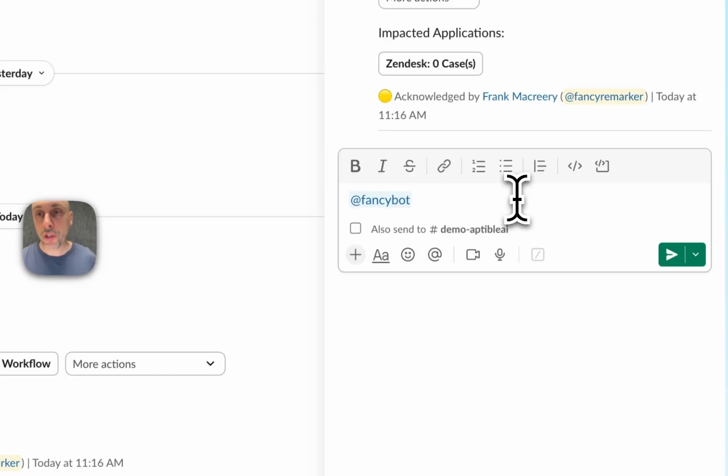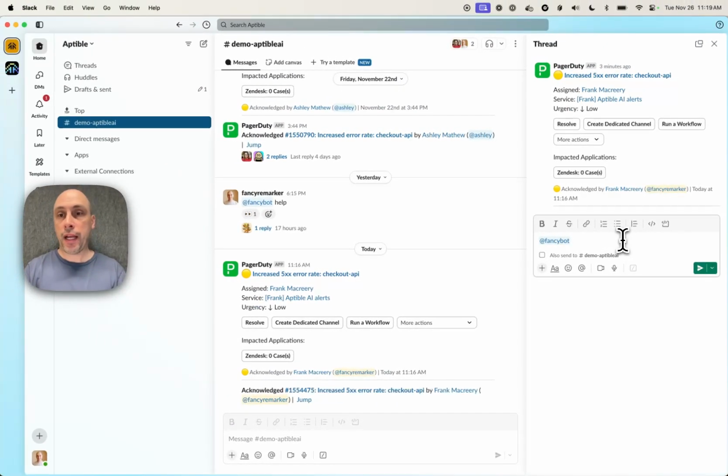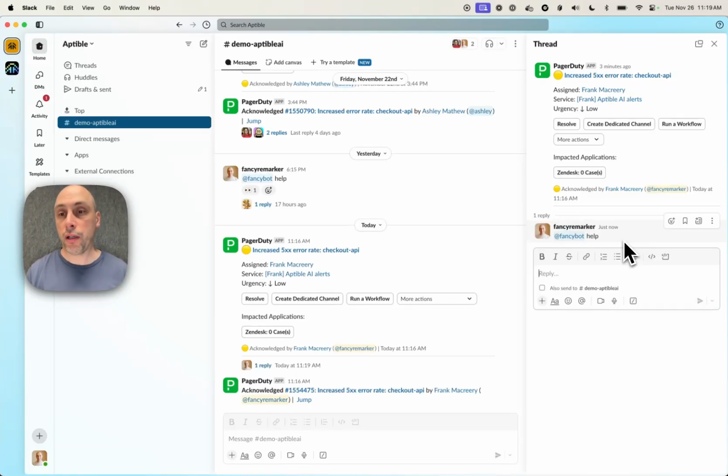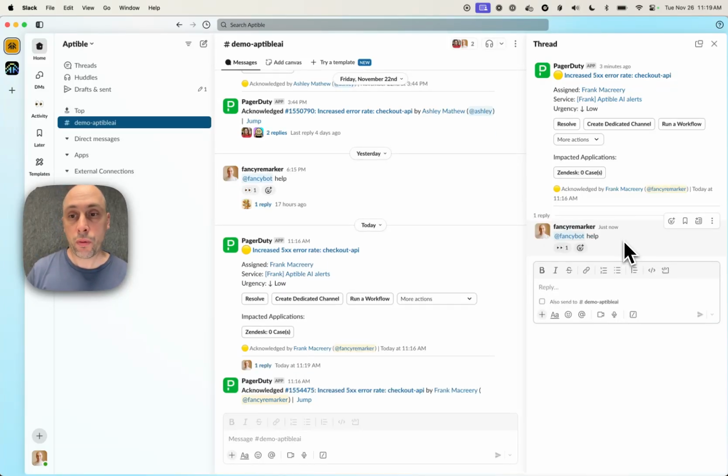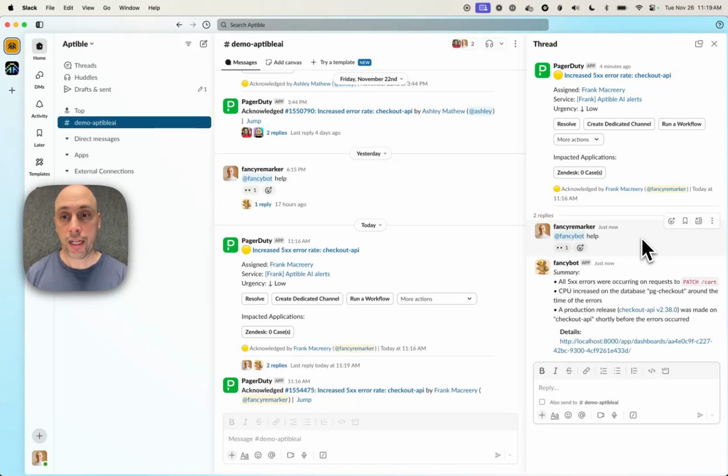In this version, I am asking a Slack app that we've installed that can take the context of this issue and use it to help find the root causes. So I'm just going to ask for help. It's acknowledged that it is looking into the issue, and over the next several seconds, it's going to come back with a summary of what it thinks is most relevant in terms of root cause.